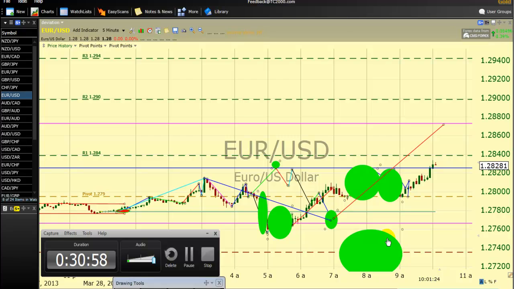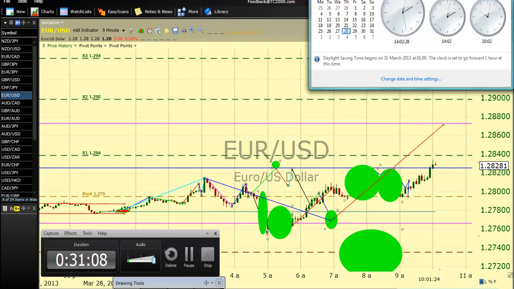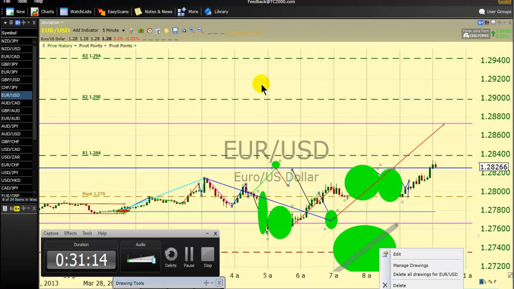All right, too much blah blah blah coming here. I don't know why. So, just remember that the price is above the blue trail line here. The time in London is now 2 minutes past 2 p.m., in New York, 2 minutes past 10 a.m., on the 28th of March 2013.